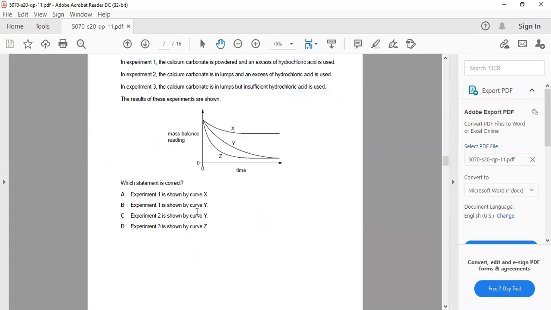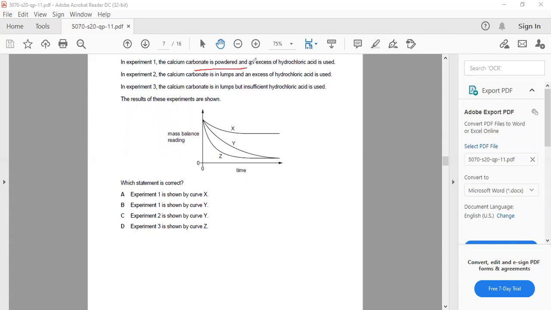Now, one thing I would like to explain, if you have no concept of the graph of rate of reaction: which one is steeper? The one which is closest to the y-axis is the steepest. This is the steepest, fastest rate. Then this rate, this is the slowest, away from the y-axis. Closer to the y-axis, fastest. The steeper the curve, the faster the rate of reaction. Understand?